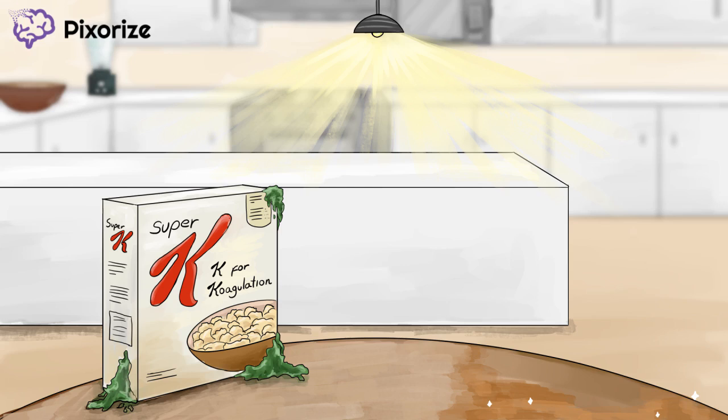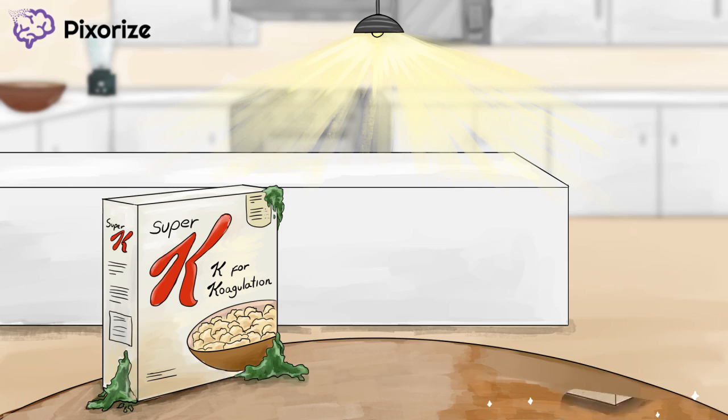You'll also note that the phyto light has illuminated the Super K box a little too well. It's obvious this box of cereal has been out for a while. It seems to be growing something. These gross green germy things are there to represent bacteria, since vitamin K is synthesized by the intestinal gut flora. Ew.